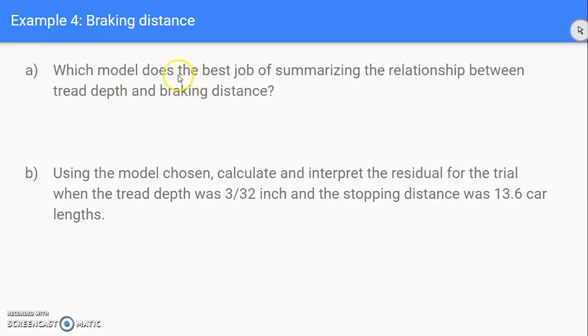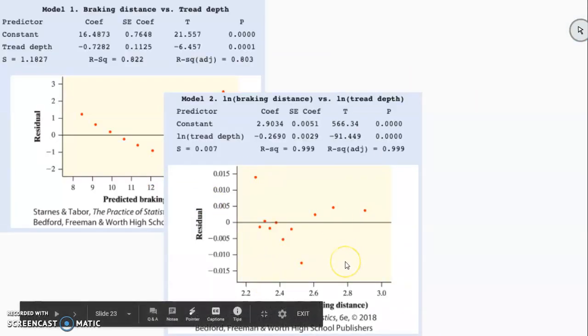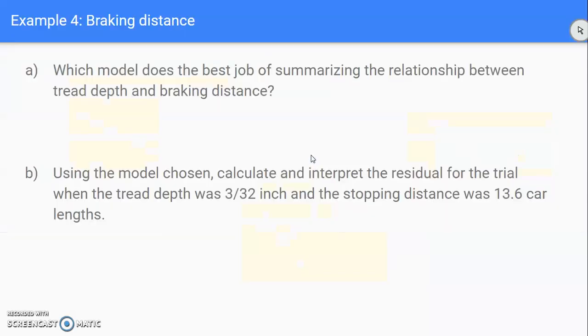So in terms of which model does the best job, we would say model 2 for 2 reasons. Its residual plot has the best random scatter. There's the least amount of pattern in that residual plot. It's still not perfect. We still see maybe a little bit of a curve right here, but it's the least amount of pattern. And then the second reason would be we see that R-squared value is the highest. So that's another reason we would want to pick that model.